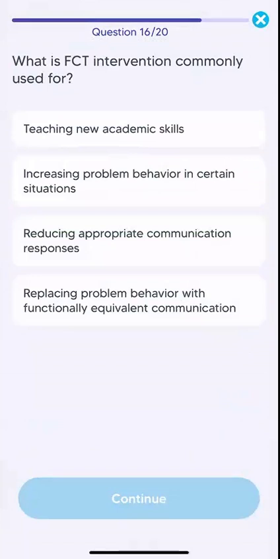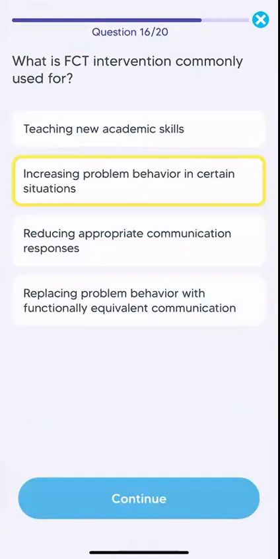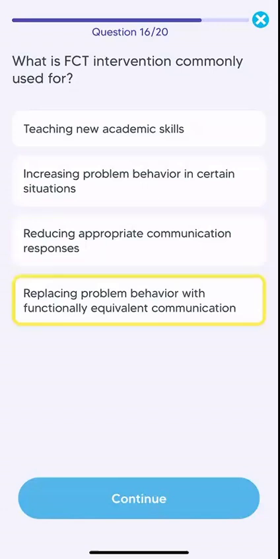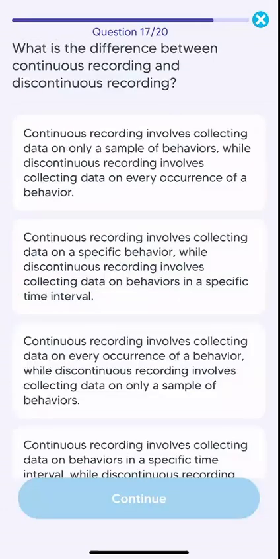Which intervention is commonly used? Teaching new academic functional skills? If communication, there's a problem. Functionally equivalent communication. The last one. Replaceable. Yeah.